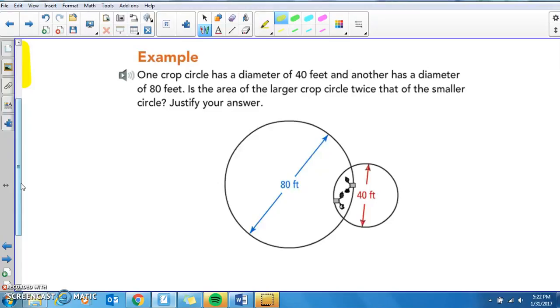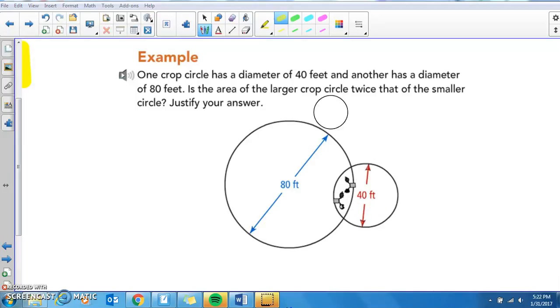All right, so one crop circle has a diameter of 40 feet and another has a diameter of 80 feet. Is the area of the larger crop circle twice that of the smaller circle? Justify your answer. Now, I know what a lot of you are going to do is you're going to see 80 feet. You're going to see 40 feet. 80 is twice 40, so you're automatically going to answer yes because it's twice up here. Don't do that. Actually work it out.